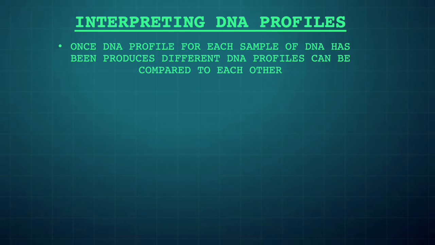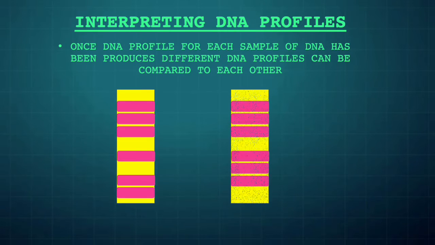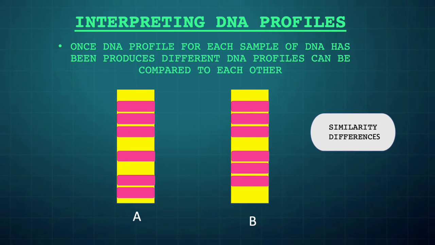Interpreting the DNA profile. Once the DNA profile for each sample of DNA has been produced, different DNA profiles can be compared to each other. So let me compare 2 individuals' DNA profiles, for example, A and B. We can see the similarities in the genome, and we can also see the differences too. So people who are more similar in their genetics will have a more similar DNA profile.